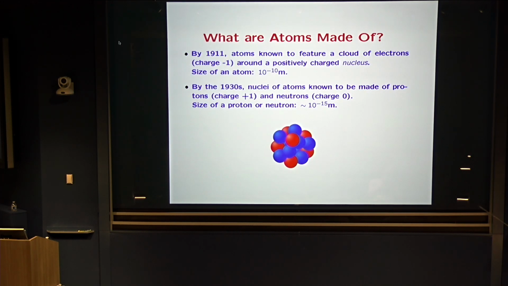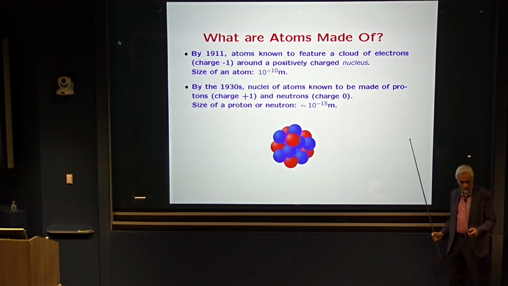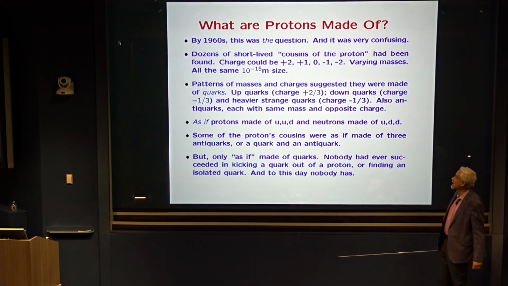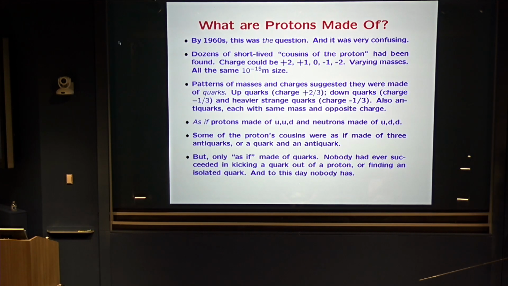By the 1930s, it was known that nuclei were made of protons and neutrons. By the 1960s, the question of what protons were made of was the question of the age. And it was a very confusing time if you were trying to answer this question in the 1960s. By that time, there were dozens of cousins of the proton that were known. I won't give you their names. They had various Greek letters naming them.